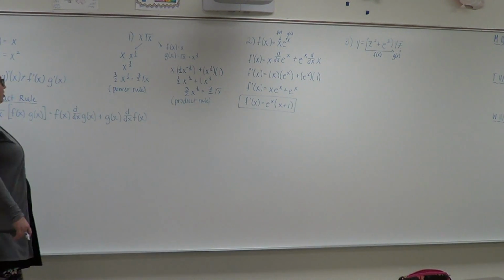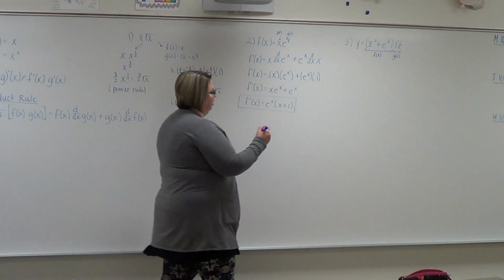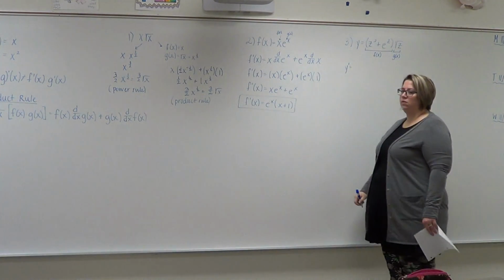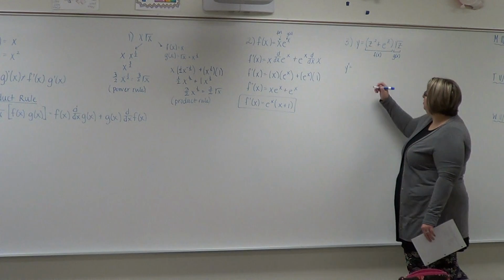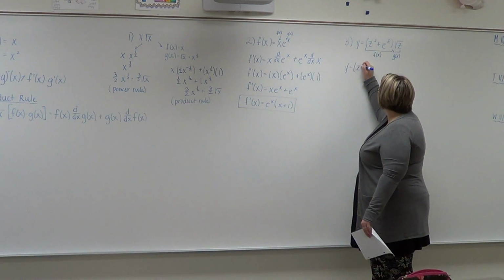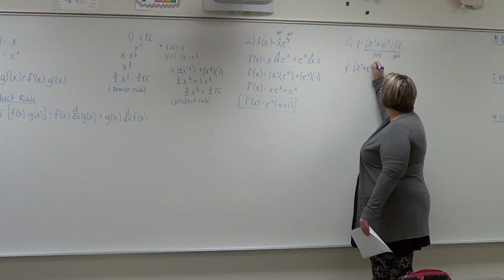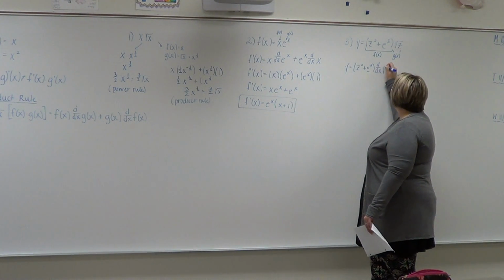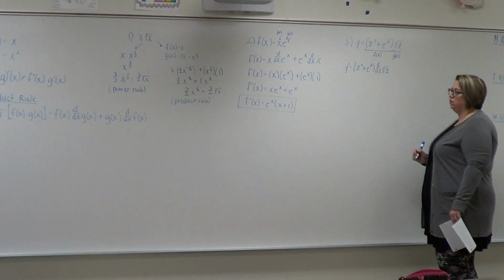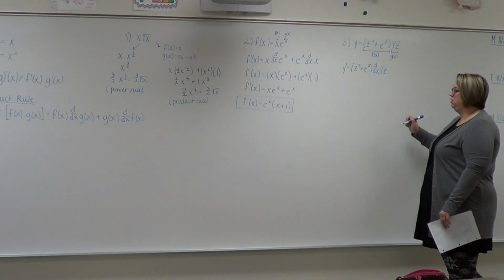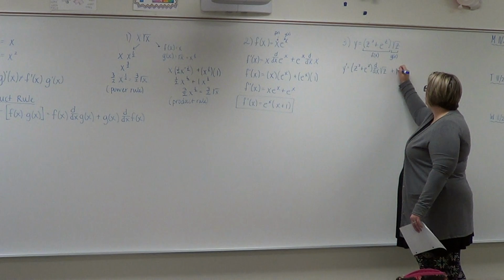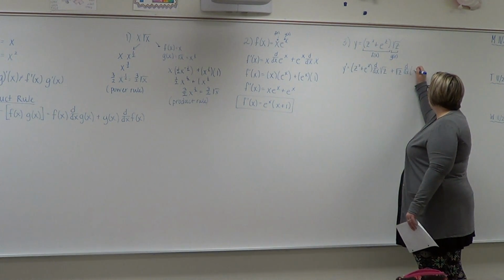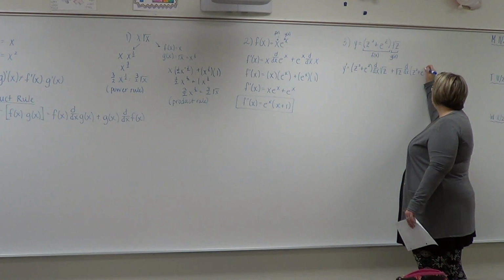Okay. So then if I want to find the derivative of this, I would do my f of x, so I would have my z squared plus e to the z, times the derivative of square root of z, plus then I have my square root of z, times the derivative of z squared plus e to the z.